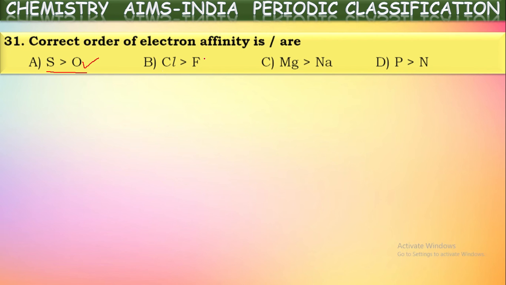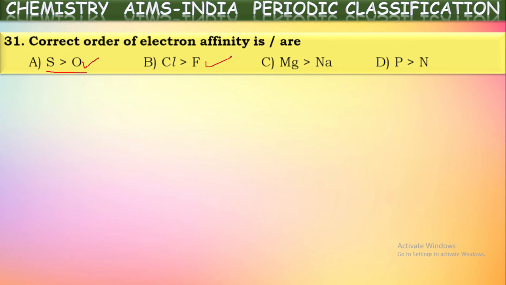Actually from fluorine to chlorine it should decrease because size increases. But because of the very small size of fluorine, chlorine has greater electron affinity than fluorine. So this is also correct. Why? What happens if the size is smaller? We know if the size is smaller, there is very little space for the accommodation of electrons.